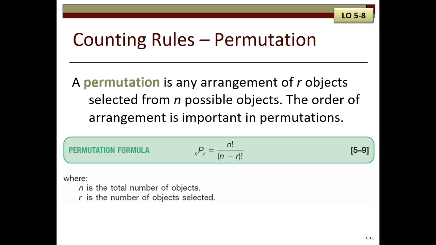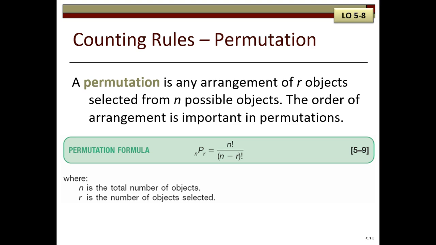The permutation and combination formulas are useful in determining the different number of ways of arranging r objects selected from n possible objects. The difference between permutation and combination is that in permutation, the order of arrangements is important, while in a combination, it's not.